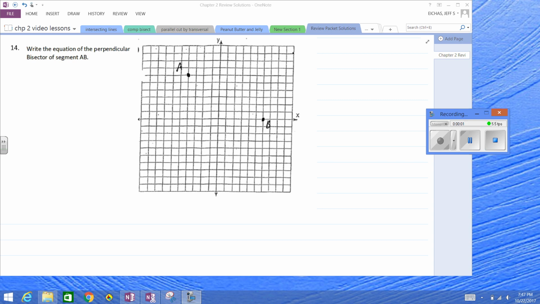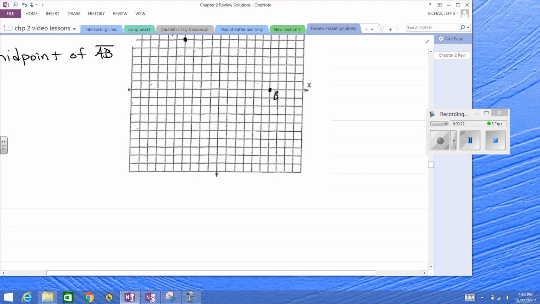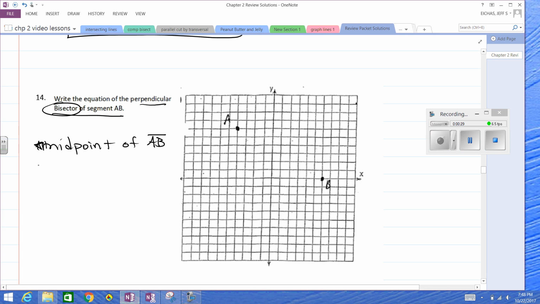All right, so same concept as the last problem. What we have to do is, for the perpendicular bisector of AB, first we're going to have to find the midpoint of AB, because the perpendicular bisector has to pass through that. So that's going to be one of the points on our line. Okay. After that, to get perpendicular, we have to use slopes that are negative reciprocals.